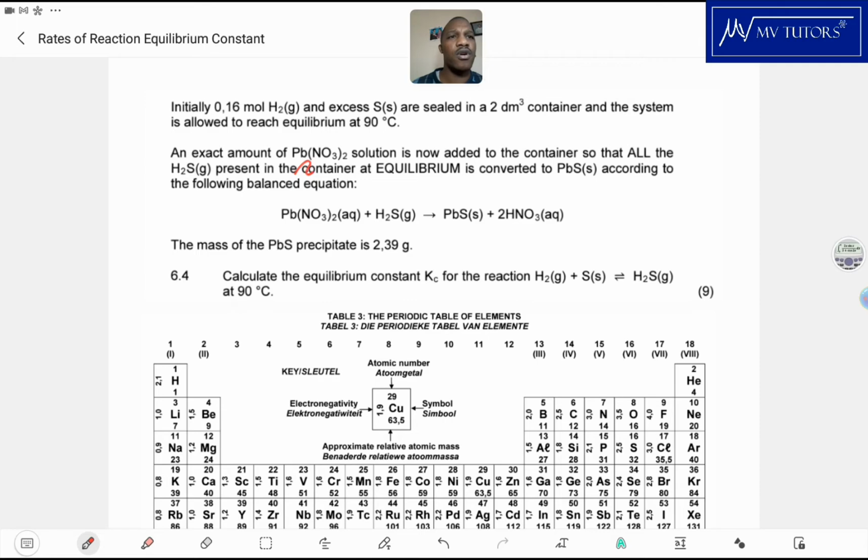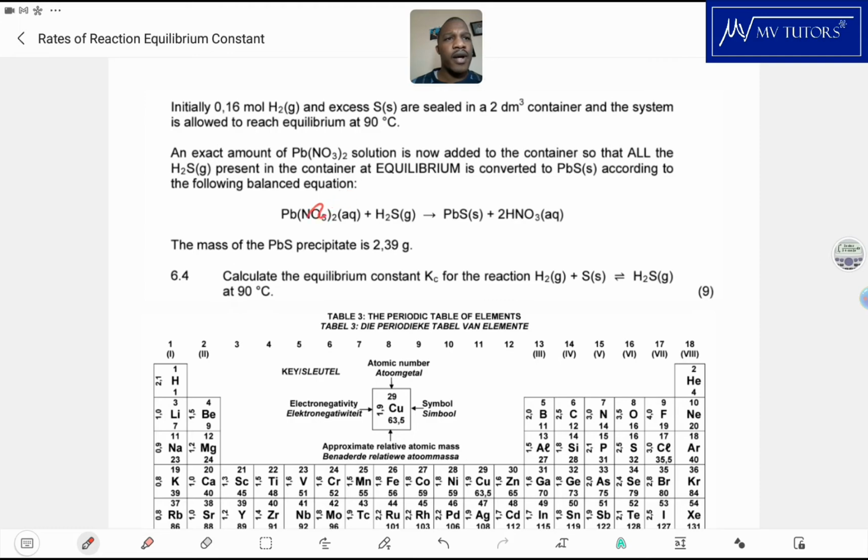An exact amount of Pb(NO3)2 solution, where's this one? Okay, it's in this equation right there. It is now added to the container so that all the H2S gas, where is the H2S? There it is. We also have it in this equation here. Present in the container at equilibrium is converted to PbS. Where is that? Oh, it's in this equation only.